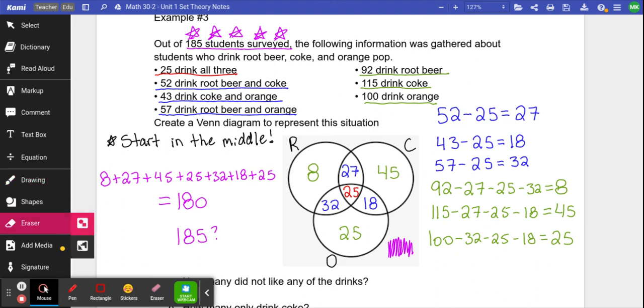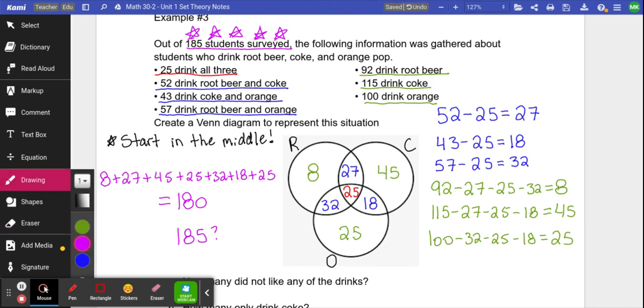it's because there's this outside section that didn't drink any. In this case, what I'm missing is 5 people. If you're not sure, you go 185 minus 180, and that'll show you the people that you missed inside of your circles of your Venn diagram. Those are the people that do not drink anything. There's 5 people who do not drink any of those 3 pops. And now, if I added the entire universal set of my Venn diagram, I would equal 185.